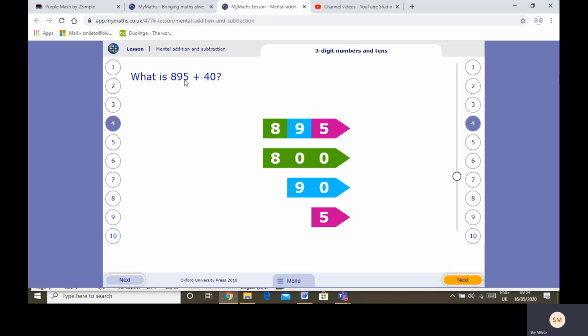What about 895 plus 40? And we know that 90 plus 40 will go into the hundreds. 90 plus 40 is 130. So I know that it will be 935.